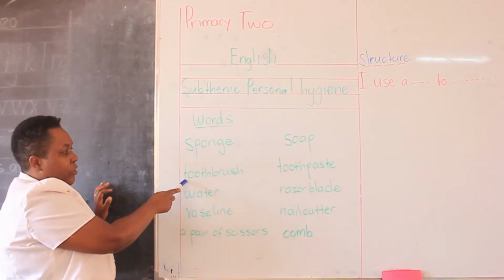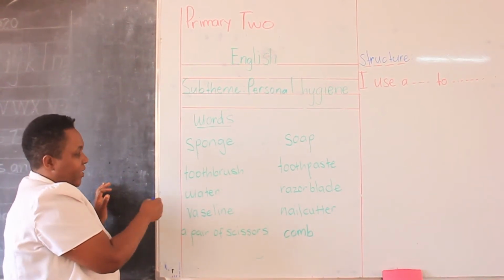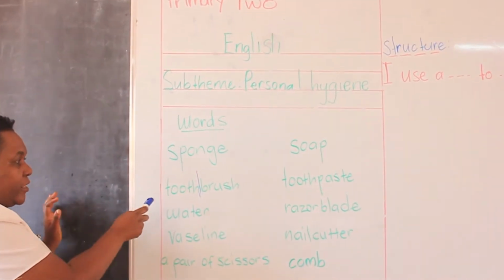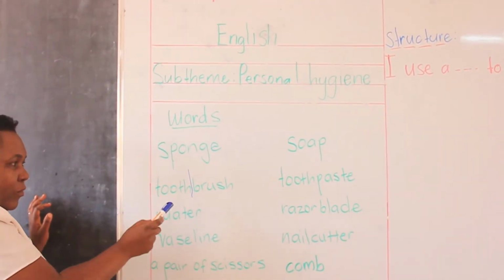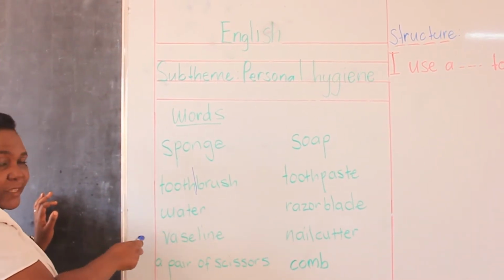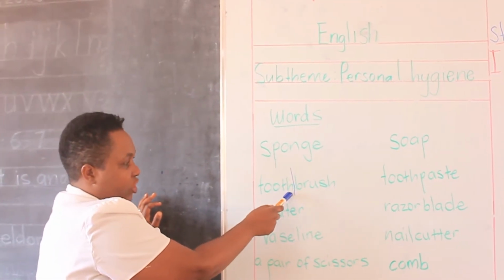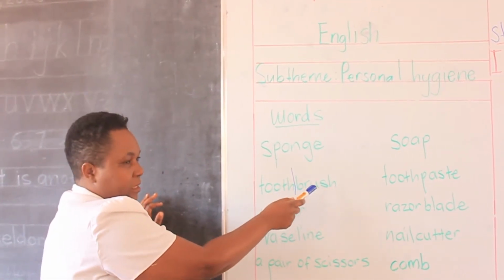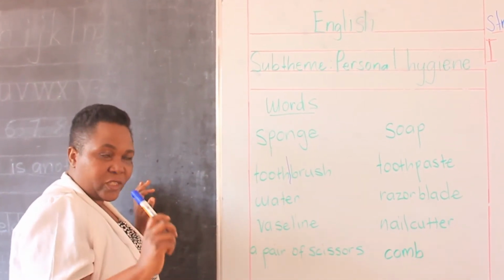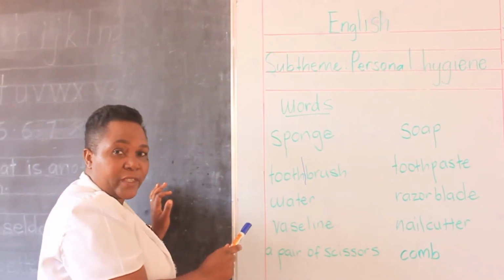Toothbrush. Toothbrush is a compound word with two words that can be separated. We have the word tooth and we have the word brush. So it is a compound word because it is formed of two words. Toothbrush is T-O-O-T-H-B-R-U-S-H. When you are writing it, you write it as one word. Don't separate it, please.